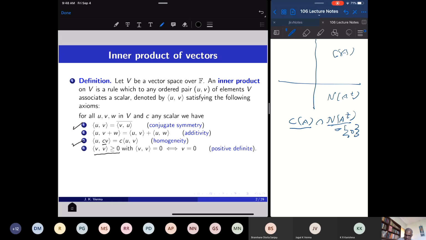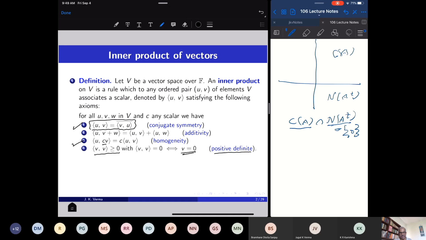The last property is that (v, v), the inner product of v with v, is bigger than or equal to 0. That the inner product of a vector with itself is a real number is a consequence of the first axiom, because if I put u equal to v here, then this number is its own conjugate, so it must be real. But this says something more, that it is bigger than or equal to 0, and it is 0 if and only if the vector is 0. So this is called the positive definite property.